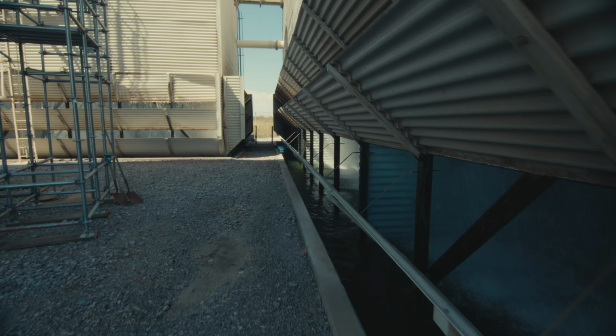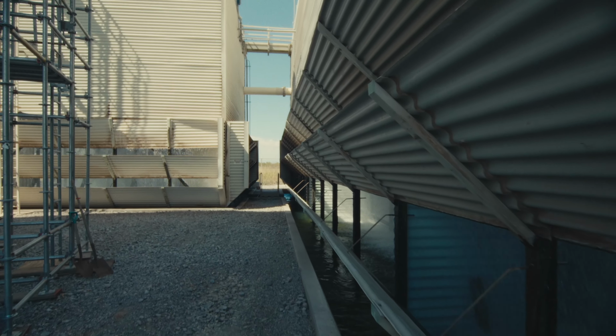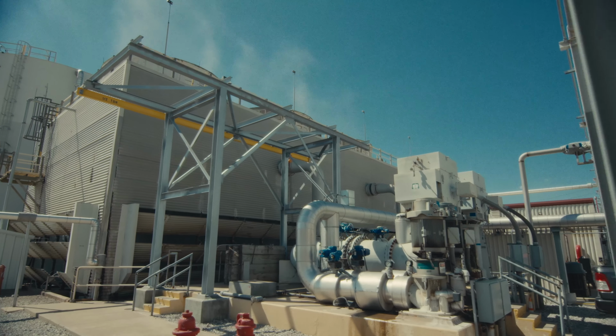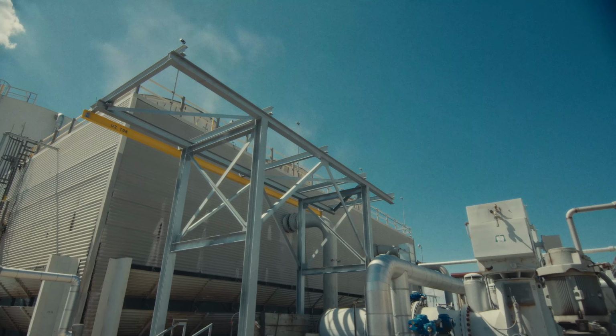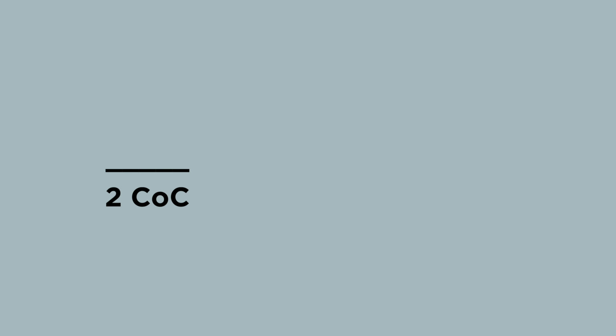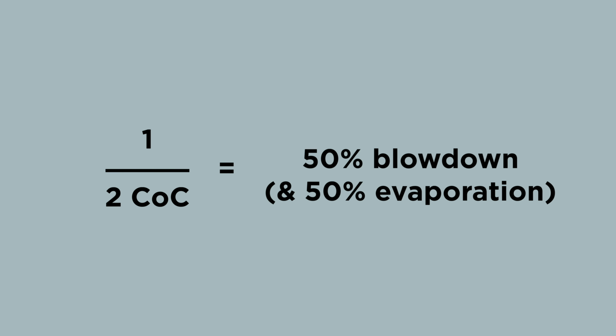This is the exact same thing that's happening in a cooling tower. When you have water evaporating from the cooling tower, the minerals are accumulating in the basin of the tower. To figure out the amount of water being blown down versus being evaporated, we take the inverse of the cycles of concentration. So in our example, we have 2 cycles of concentration. If we take the inverse of that number, that's 1 divided by 2, or 50% blowdown and 50% evaporation.